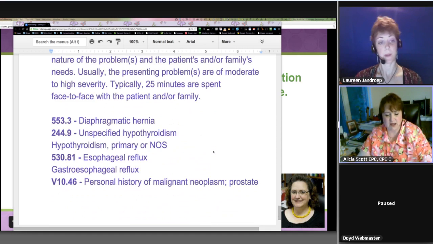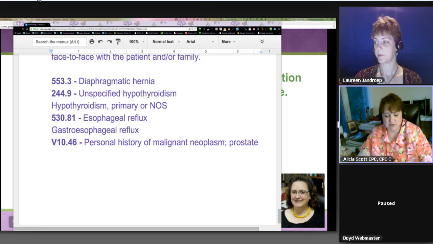I just happen to have those codes almost memorized because you see them a lot. And again, you don't memorize codes, but codes that you will see repeatedly are things like hypothyroidism and GERD. You'll see those recurring a lot. So they probably will be ones that you tend to learn quickly.